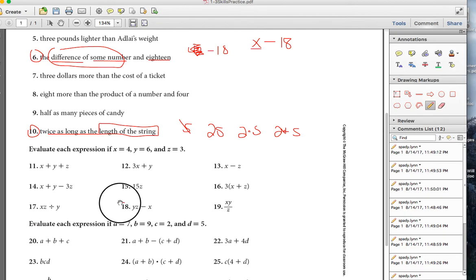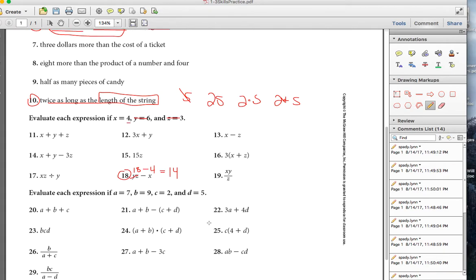And let's see here, let's do number 18. y times z. Well, y is 6 and z is 3. So y times z would be 6 times 3, which is 18. 18 minus x, which is 4. 18 minus 4 is equal to 14.